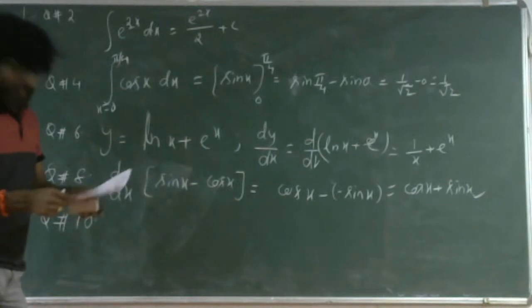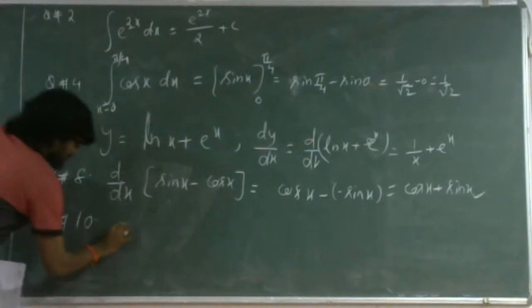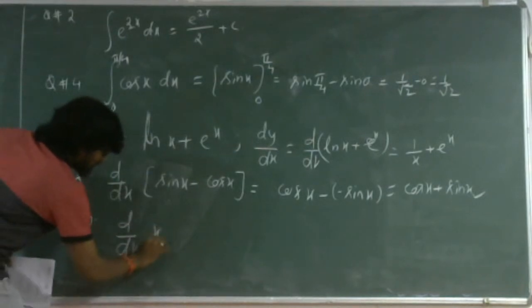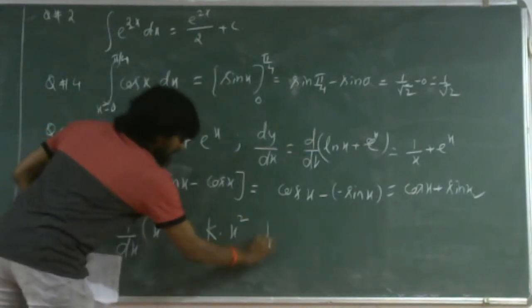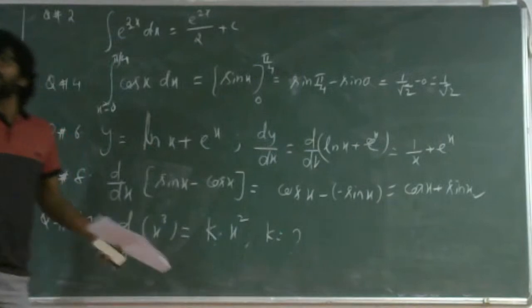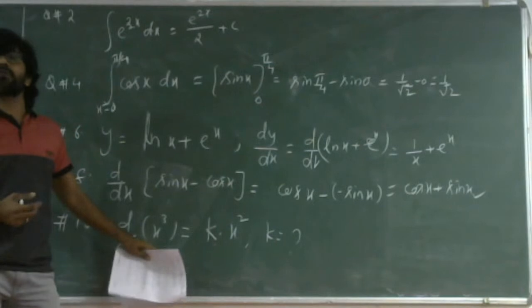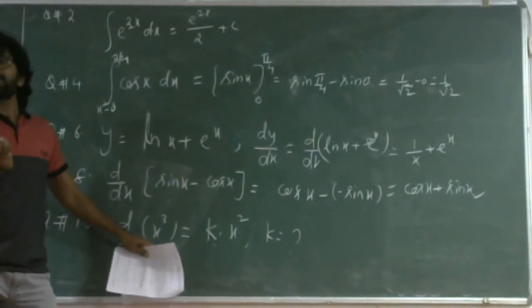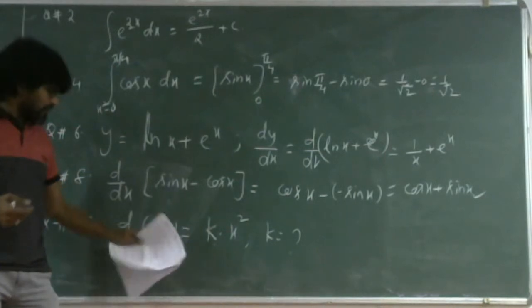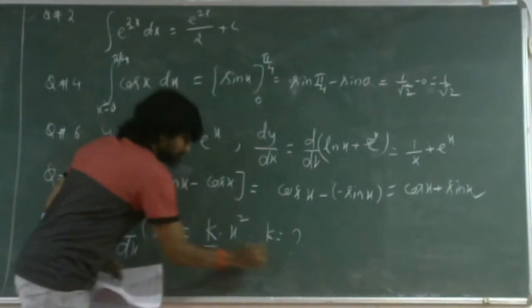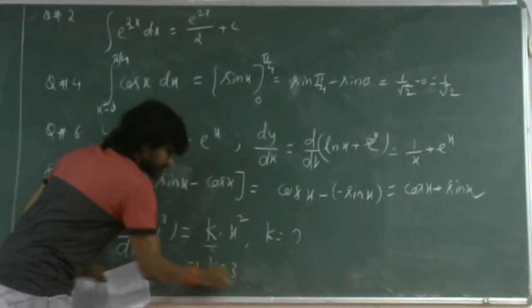Next, question number 10. Given that d by dx of x cube is equal to k into x square, what is k? So d by dx of x cube is 3x square by using the power rule, differentiation of a polynomial function. d by dx of x power n is n into x power n minus 1. So 3x square. So k is equal to 3.